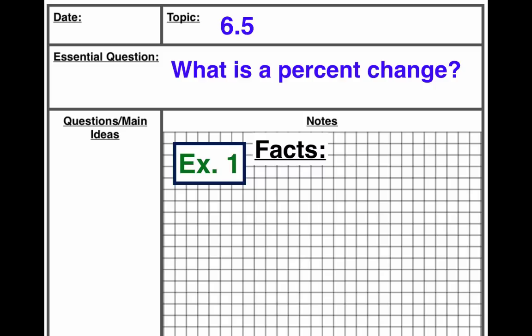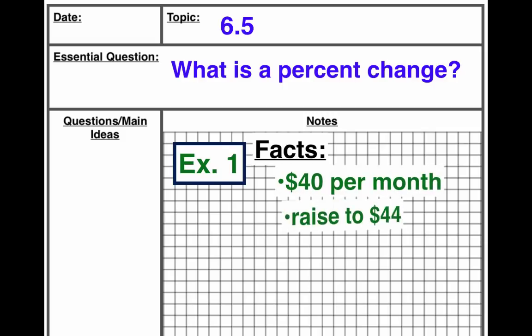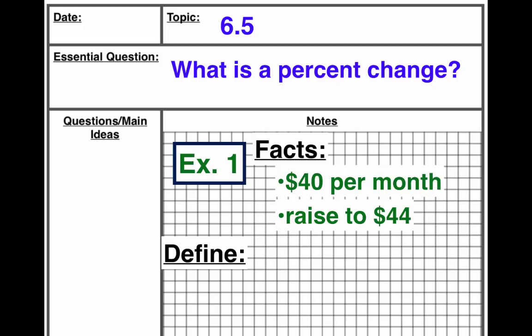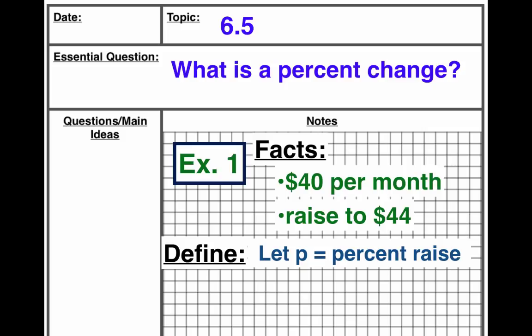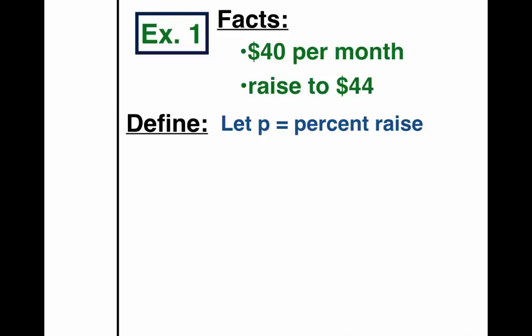So here are the facts of the story that we should write down in our notes. He gets $40 per month. He gets a raise to $44. Those are the facts I would write down from this story. Now our job is we're going to define some variables. So we're going to let P equal his percent raise. How much of a raise did he get? So P is going to equal his percent raise.